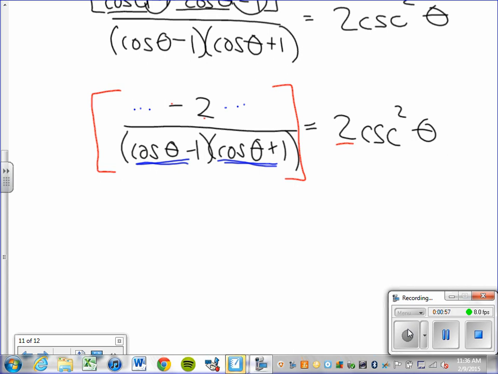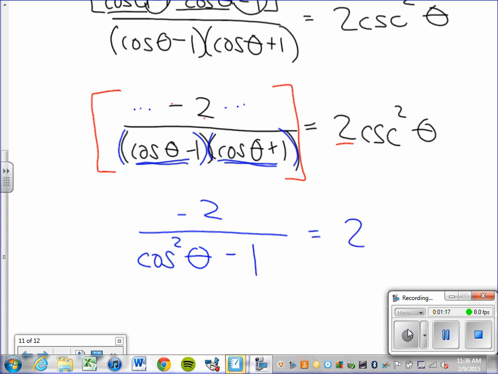That's right. They're conjugates. And when we multiply conjugates, what do we get? We get the difference of squares. So I can rewrite these two parenthetical quantities together and come up with cosine squared theta minus 1 equals 2 cosecant squared theta. Okay? And now once we've combined these two quantities to get our difference of squares, maybe you recognize this statement.